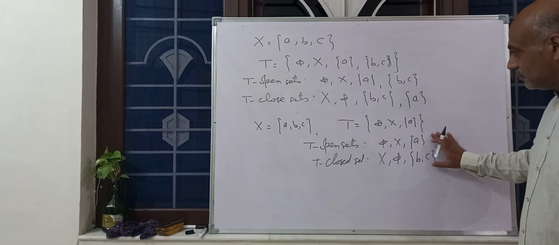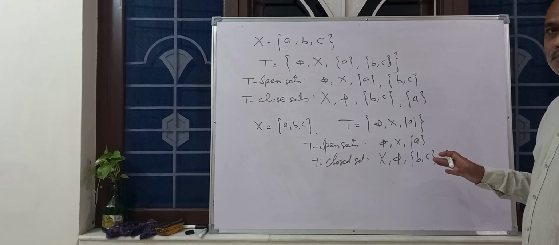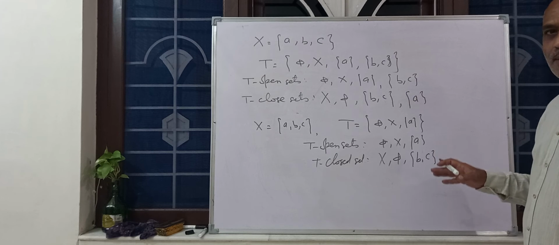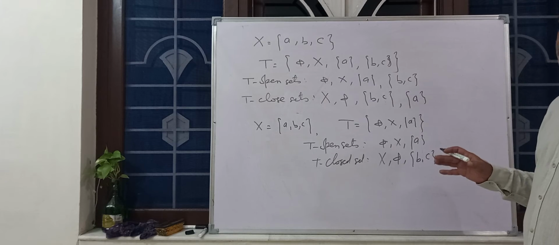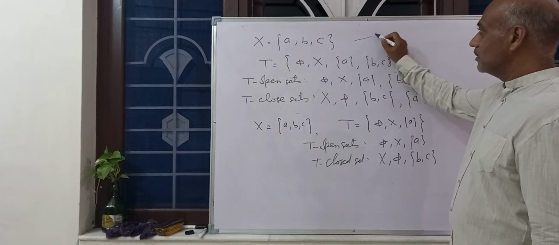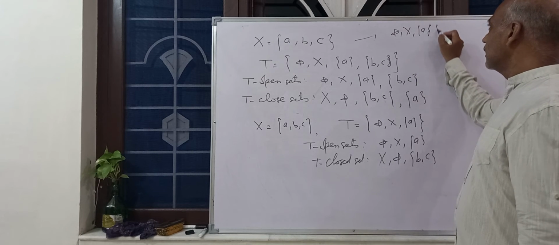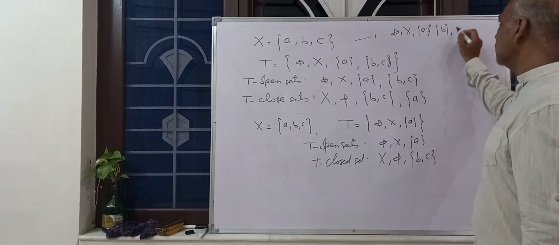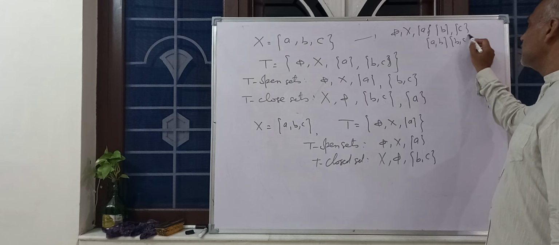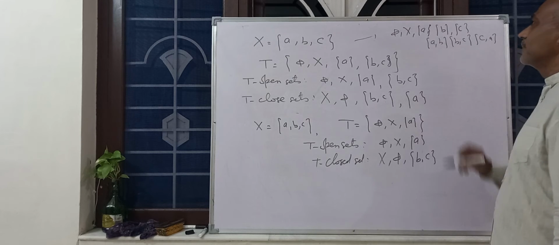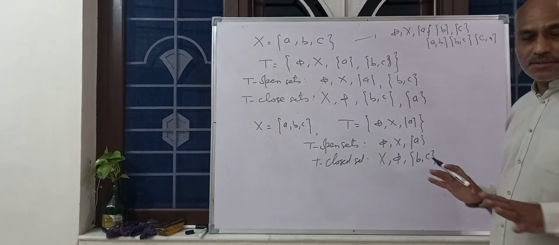But is this a dual space or not? You will see the definition of dual space. All subsets of X are either T closed or T open. So this is X, A, B, C. What are the subsets? Phi, X, A, B, C, AB, BC, CA, and ABC. ABC is this one. These are all the subsets, the total subsets.